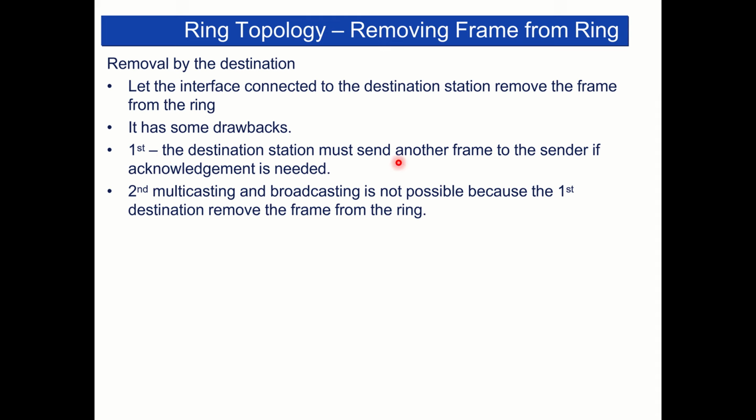First, the destination station must send another frame to the sender if an acknowledgement is needed, because there are many protocols that require acknowledgement. So if we are using removal by the destination, the destination station which discards the frame needs to send another frame to the sender for the acknowledgement. Second, it won't allow multicasting and broadcasting, because the first destination removes the frame from the ring.